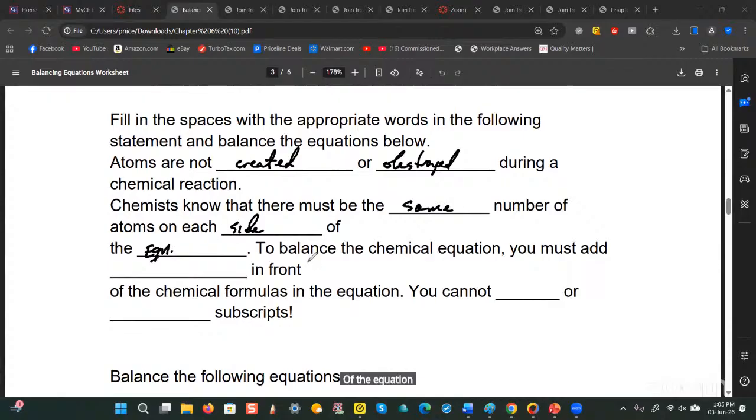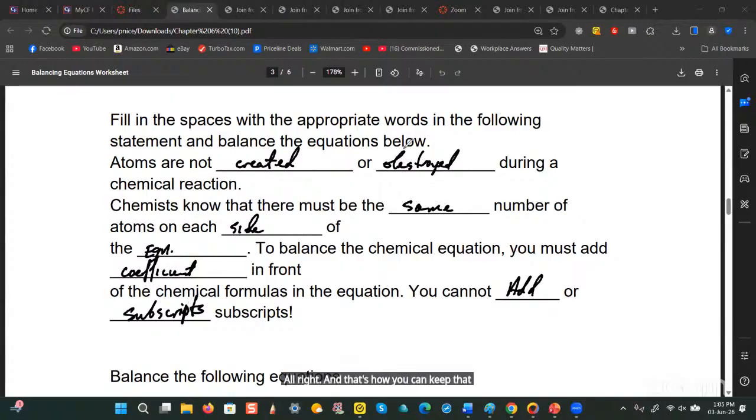To balance the chemical equation, you must add coefficients in front of the chemical formulas in the equation. You cannot add or subtract subscripts. All right, and that's how you complete that.